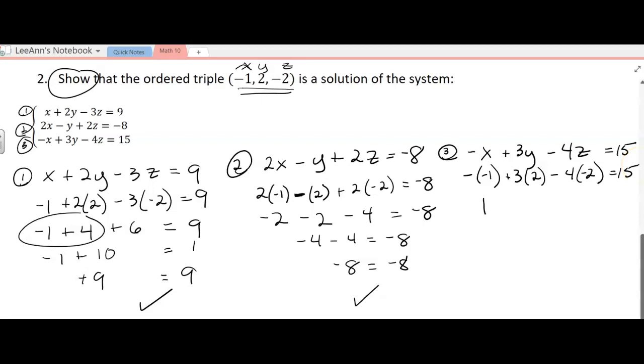So the opposite of negative 1 is 1, plus 3 times 2 is 6, and then that's going to be plus 8, and does that equal 15? 1 plus 6 is 7, 7 plus 8 is 15, so yeah. Right, and we have shown that the ordered triple is a solution of the system because we showed that it worked in all three equations.